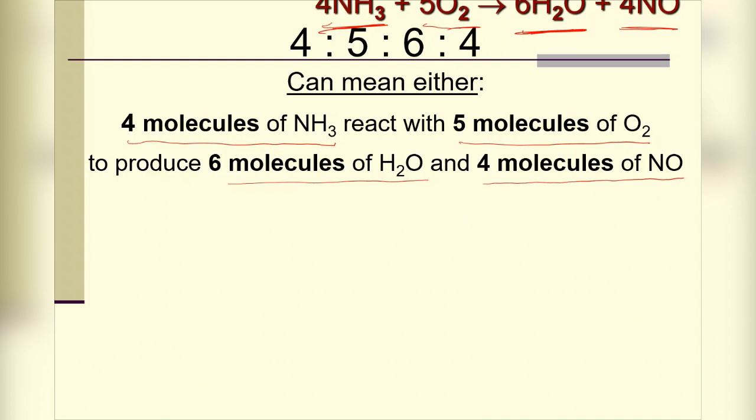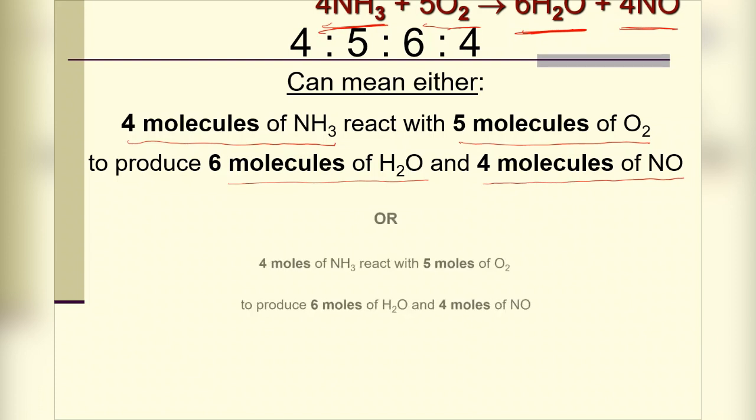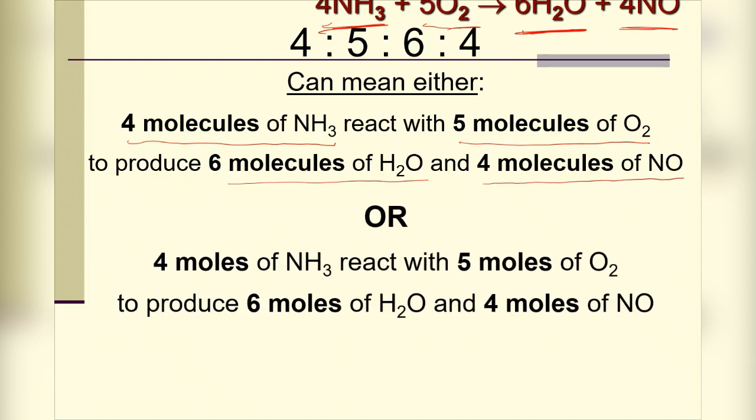Another word we can use instead of molecules, moles. 4 moles of ammonia react with 5 moles of oxygen to produce 6 moles of water and 4 moles of nitrogen monoxide. If you understand this ratio, then it would be easy to solve a given problem.